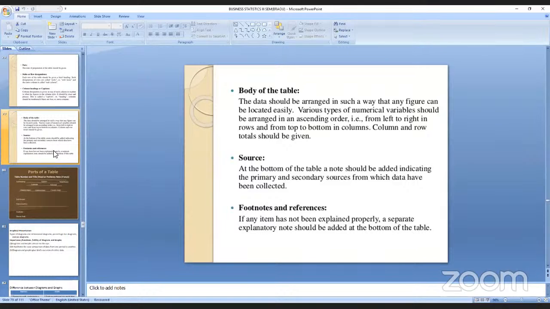Next is the source. Source means what? At the bottom of the table, a note should be added indicating whether it is a primary source or a secondary source from which we collected the data. Is it clear? And footnotes and references. References means from where you have taken this information. Footnotes means where it can be easily, properly explained, and a separate explanation should be given, like the conclusion. Like that, at the bottom of the table.